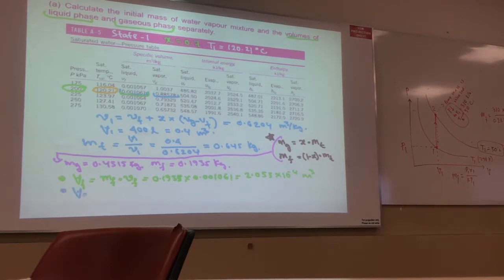Then Vg is mg times vg. mg, I get here 0.4515, and vg is 0.88578. I get the answer 0.3999, right? Roughly 0.4 meter cube. What is the meaning of it?